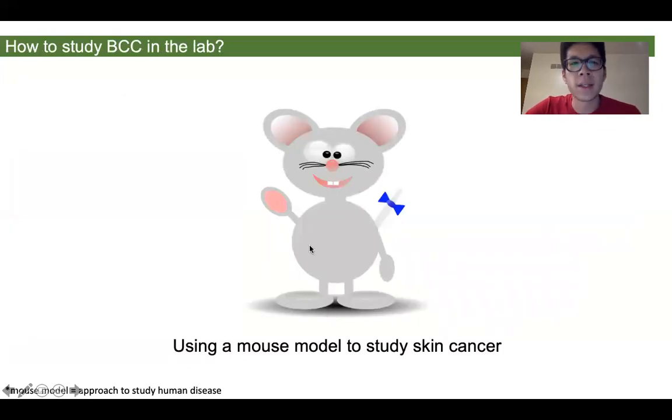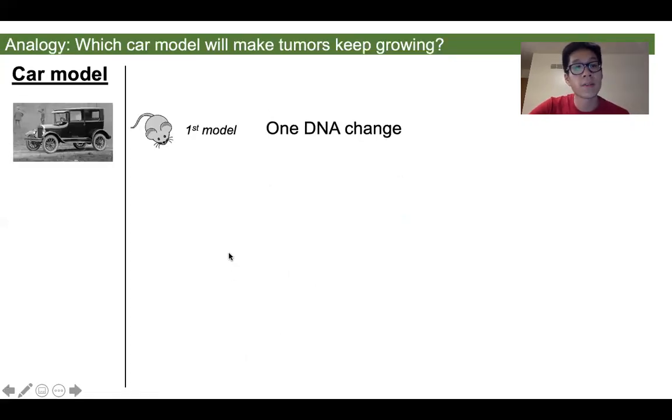In order to study the biology and the science behind how a skin tumor grows, I need to have a model. In my lab, we utilize a lot of mouse models to study skin cancer. A mouse model is one approach to identify and study the human disease in our setting. So I want to use an analogy here: currently in my lab research, I'm generating lots of models.